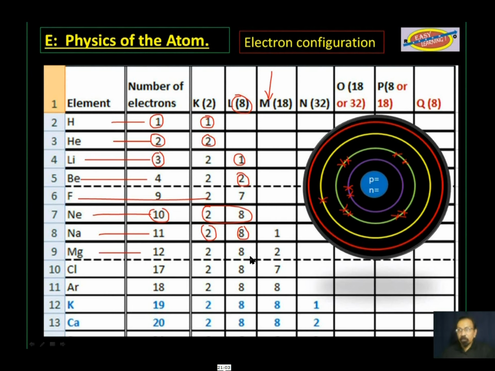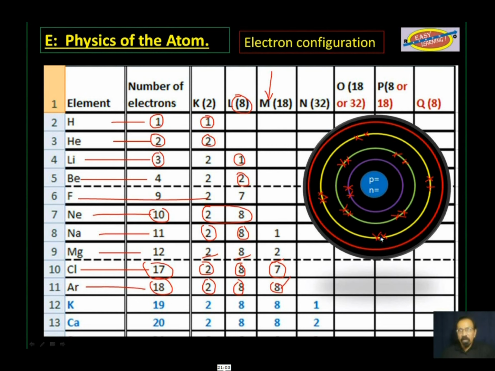You go to magnesium with 12, you get 2, 8, and 2 until you reach chlorine with 17, and you have 2, 8, and 7. So I'm going to draw in those 7 now. That would be 6, and that one would be 7. That's chlorine. Argon is 18, so we get 2, 8, 8. That's 8.